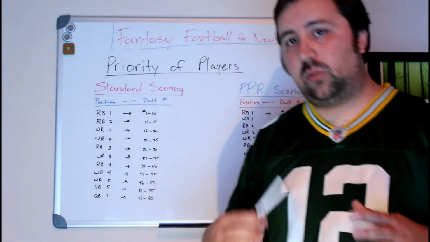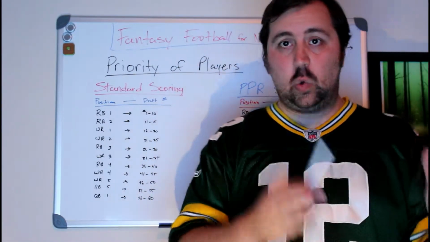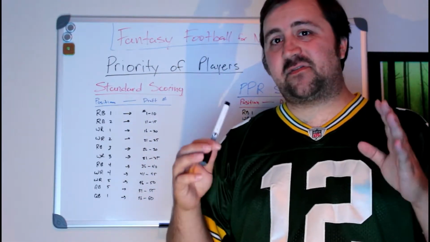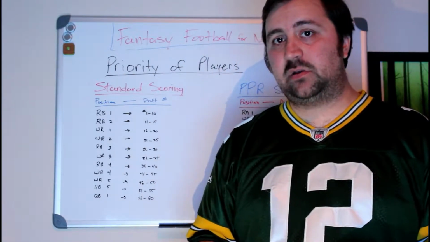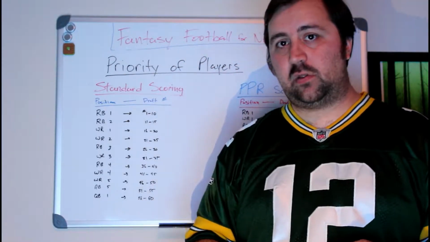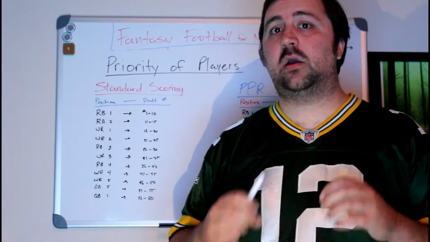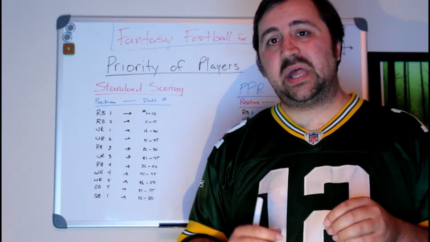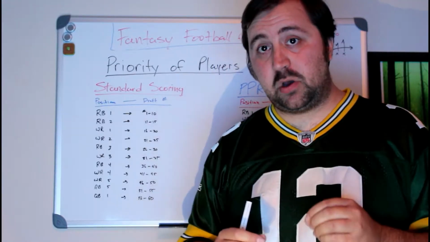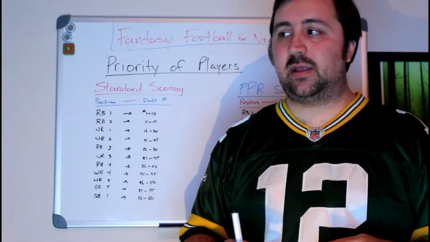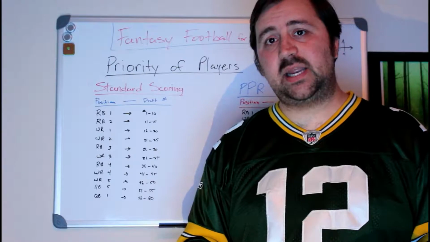The way I draft when I'm doing standard or PPR is my first 8 picks in a draft are running backs and receivers. I want a good core of running backs and receivers because they're the players that get hurt the most. They're the player spots that you have to fill the most. And they're also the players that can make or break your team.